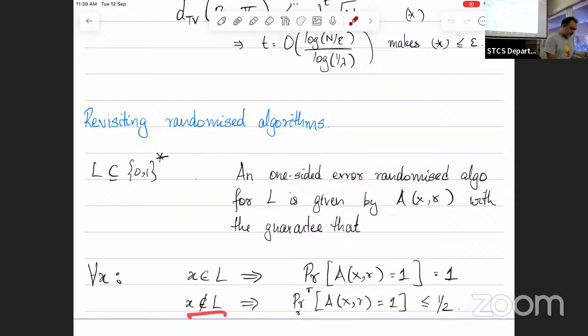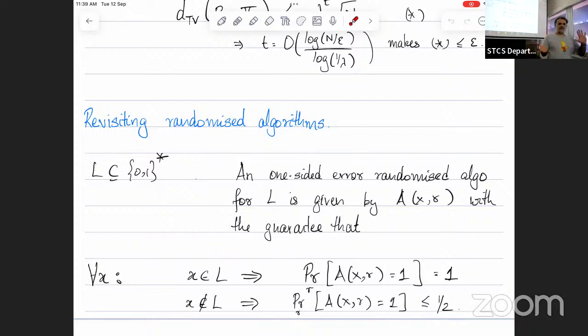Okay, but when X is not in the language, ideally I would like to say that for every choice of R, I again say no. But maybe that's not the situation we have. But I at least want to say that the chance that I say yes mistakenly is not too large. It's at most some half or something.